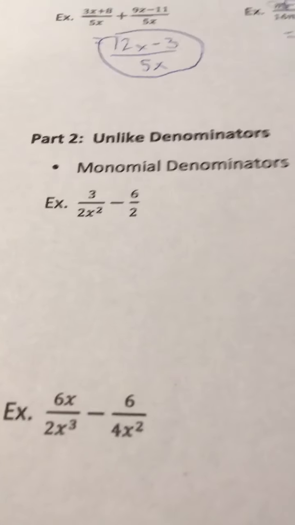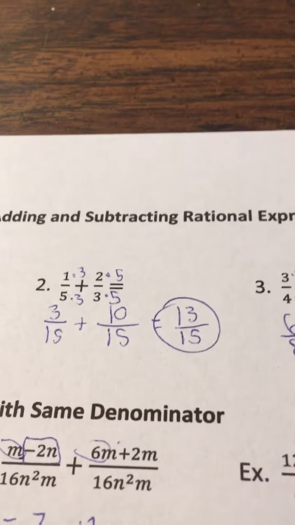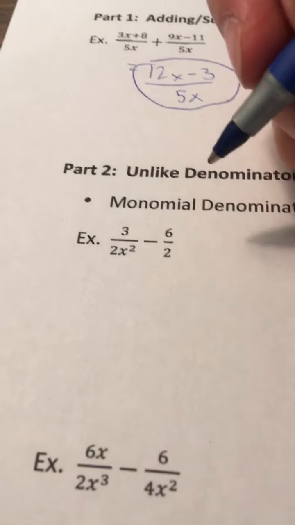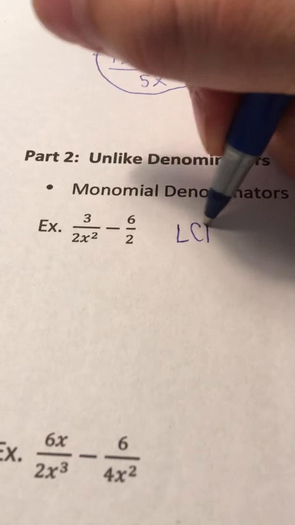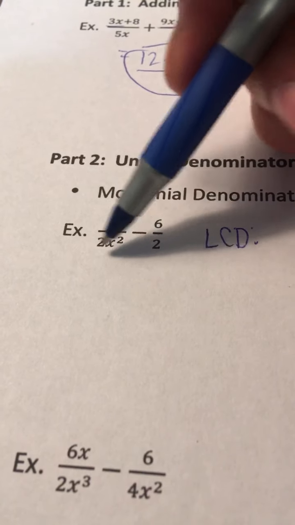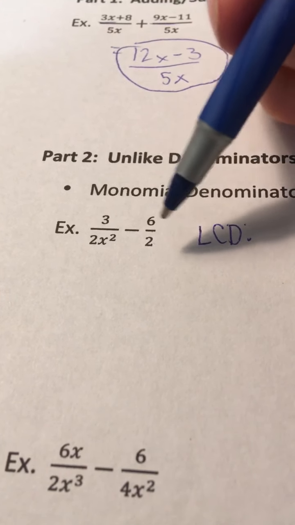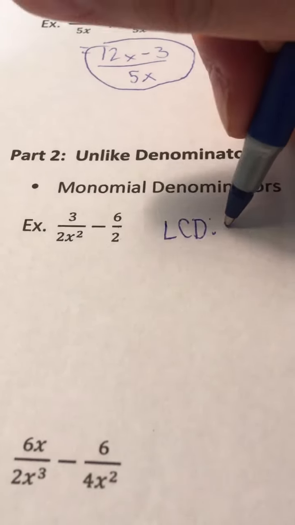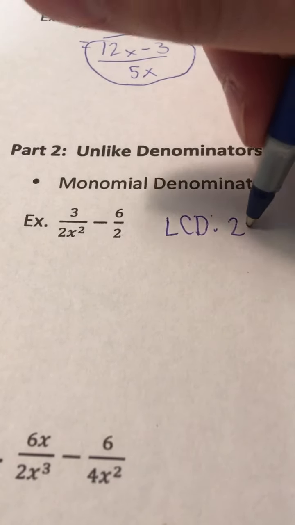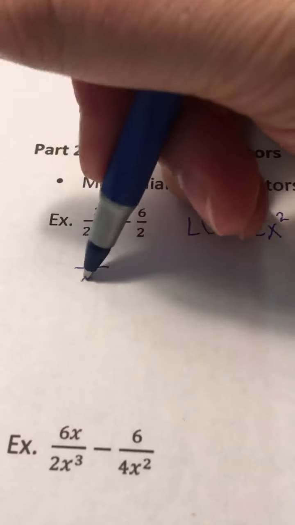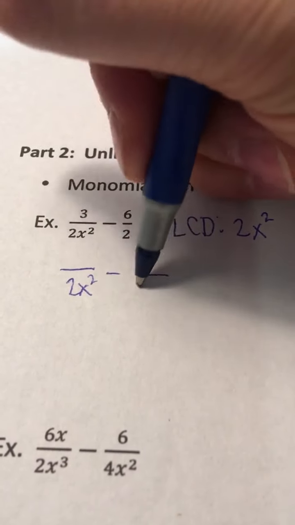So if I don't have a common denominator, just like regular fractions, I need to get the same denominator. The hardest part of this lesson is just figuring out in each problem, what is my LCD? What is my common denominator? In this example, this one has a 2x squared. This one just has a 2. If anything shows up in the denominator, it needs to be in the LCD. They both have a 2. This one also has an x squared. So the LCD is going to be 2x squared.